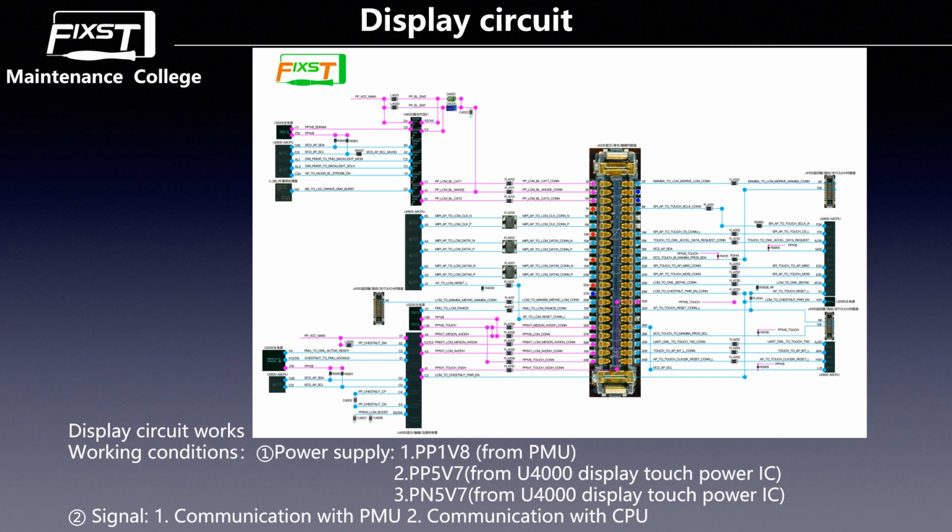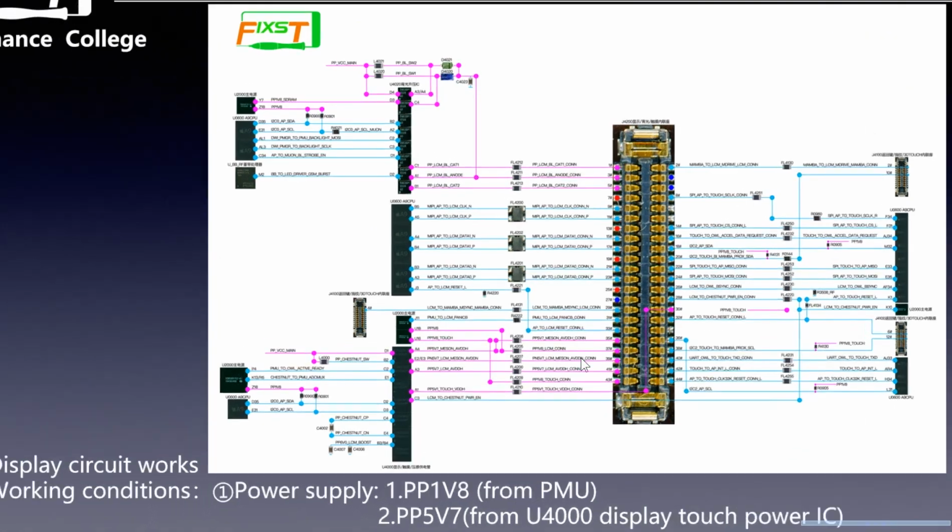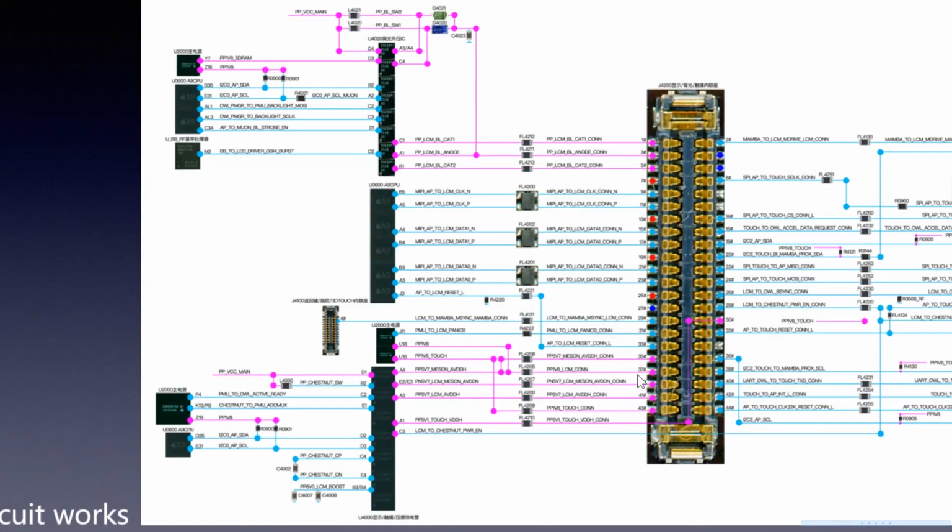The second is 5.7 positive power, and number 3 is the 5.7 negative power. One signal is controlled by the PMU, and the second signal is controlled by the CPU. In this case, we first look at the connector, pin 13.7. This line is PP1VA LCM. This is the 1.8 voltage LCD, the display power.